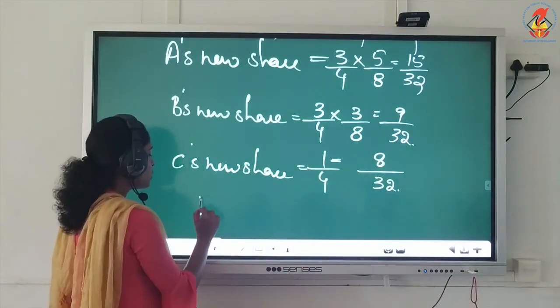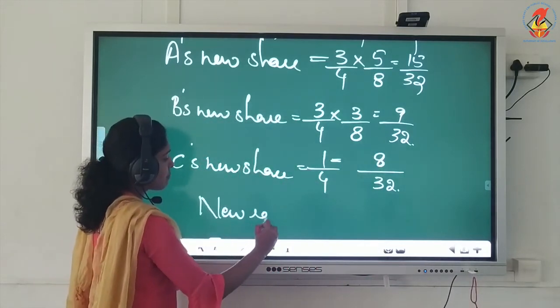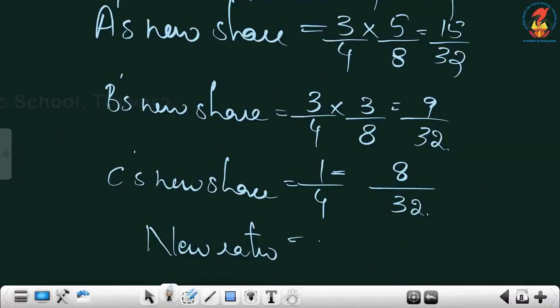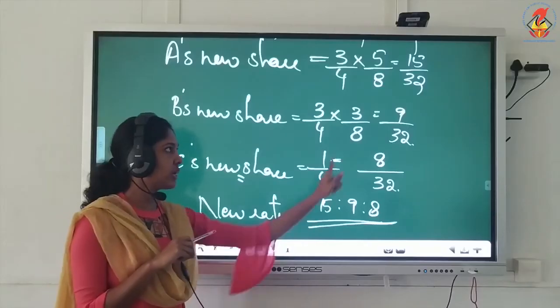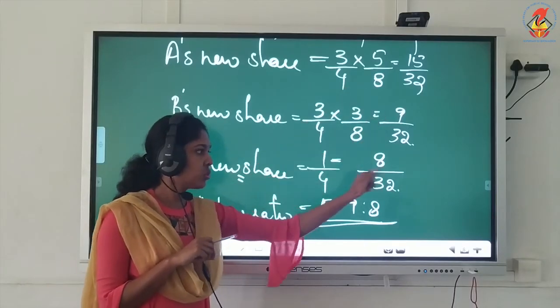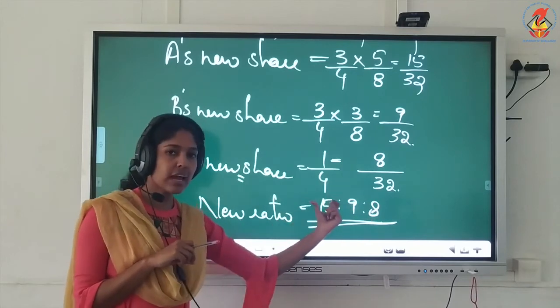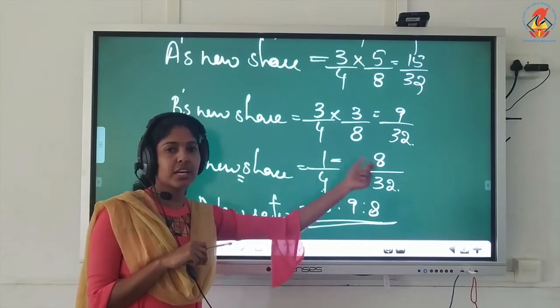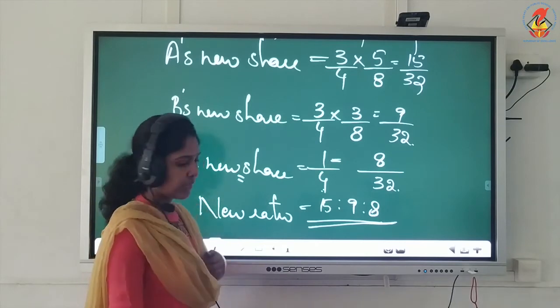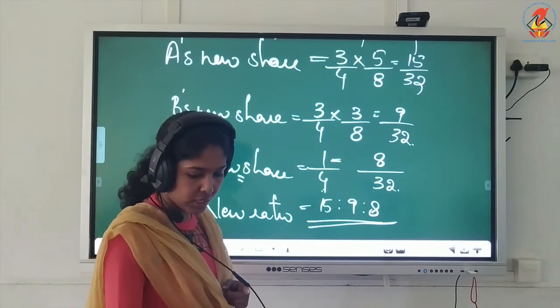Now you can write the new ratio between A, B and C, that is equal to 15:9:8. So this is the new ratio. Remember one thing, when you write the new ratio, don't forget to include the new partner. C also must be included. So the new ratio is 15:9:8. You can write this only after converting these figures into a common base. Okay. So that is illustration 1 in your textbook.